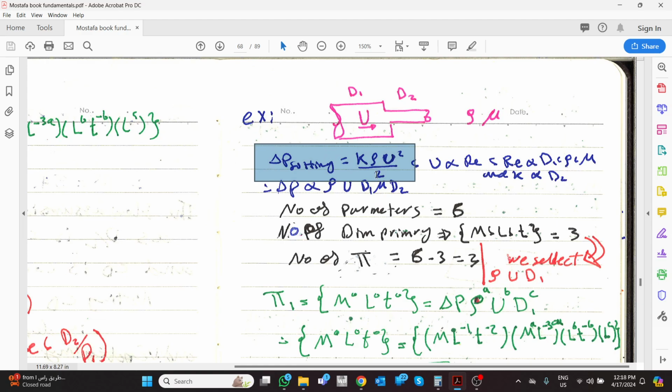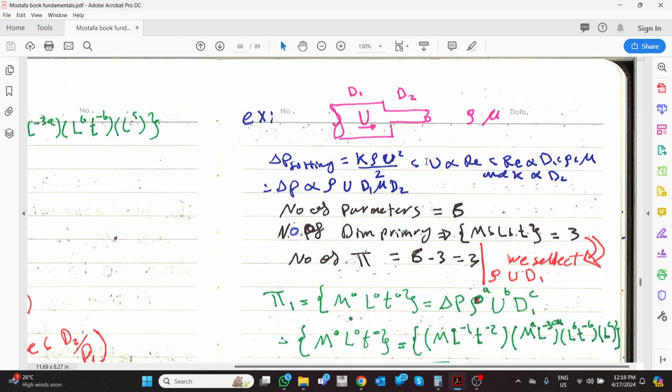Based on this, K is a function of the Reynolds number, and the Reynolds number is a function of the diameter, the density, and the viscosity. Also, K depends on how much change there is. For example, if d1 is way bigger than d2, K will be very high, and if d1 is almost d2, K will equal 1.